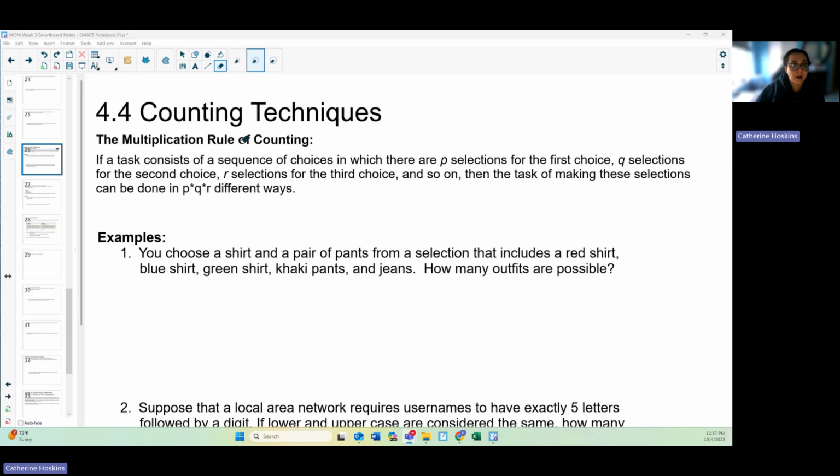So it says we are going to choose a shirt and a pair of pants. Those are going to be our two choices. Our first choice is going to be our shirt. Our second thing we're going to be choosing from is pants.